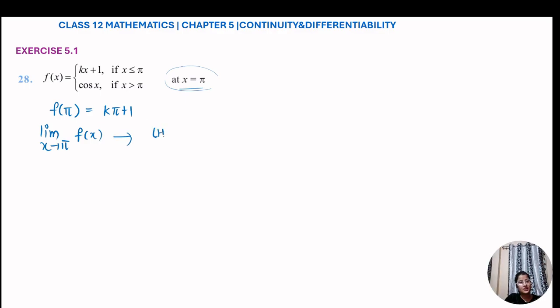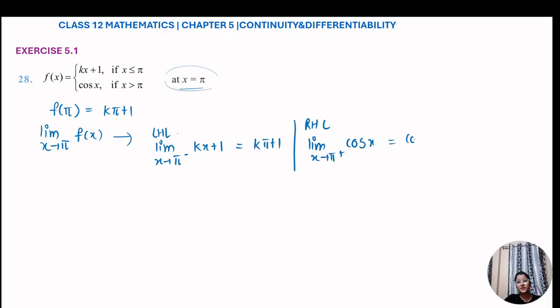So here, as you can see, first we find our left hand limit. Our left hand limit will be limit x tends to pi minus of kx plus 1, that is nothing but k pi plus 1. Now your right hand limit is limit x tends to pi positive of cos x. This will be cos pi, and we know that cos pi is nothing but minus 1. Now we want that this limit value should be equal to this.